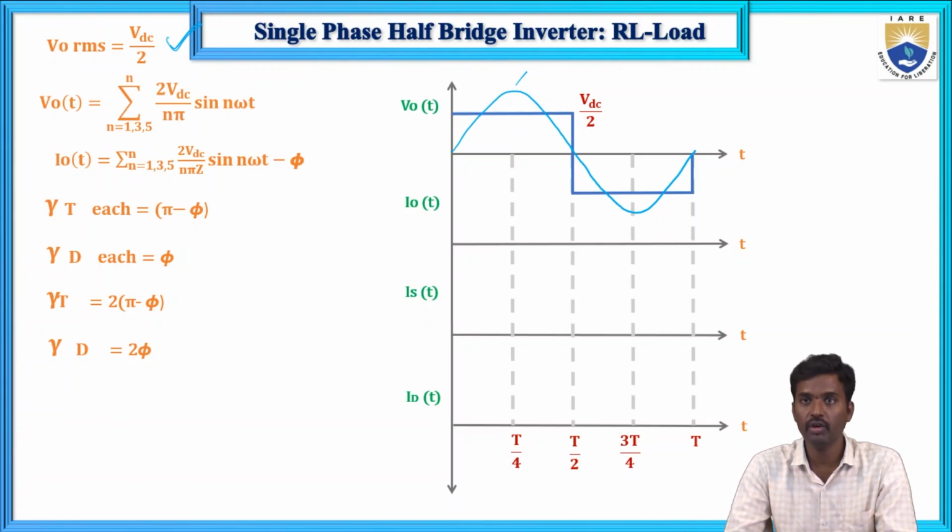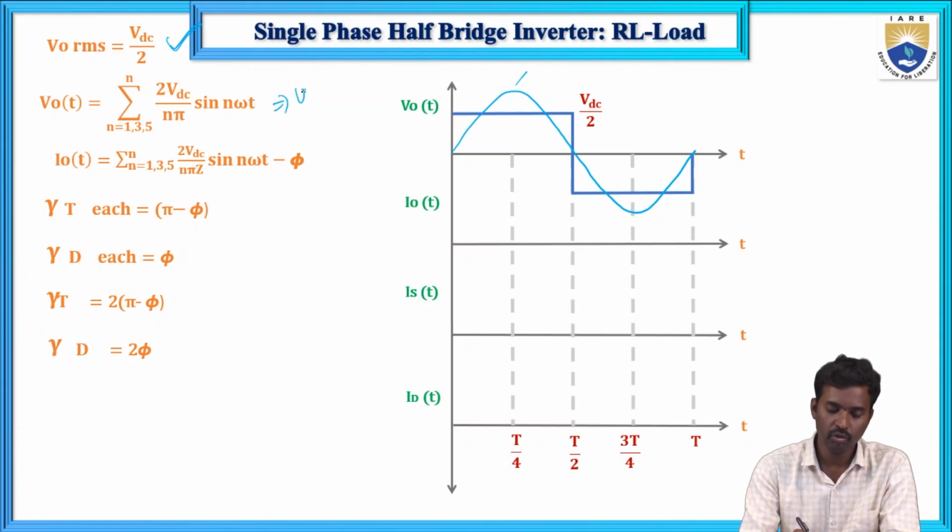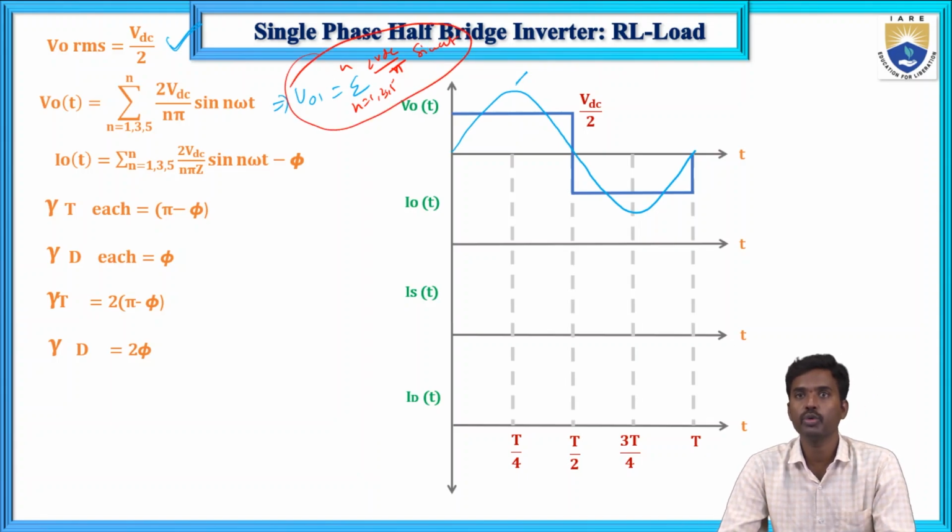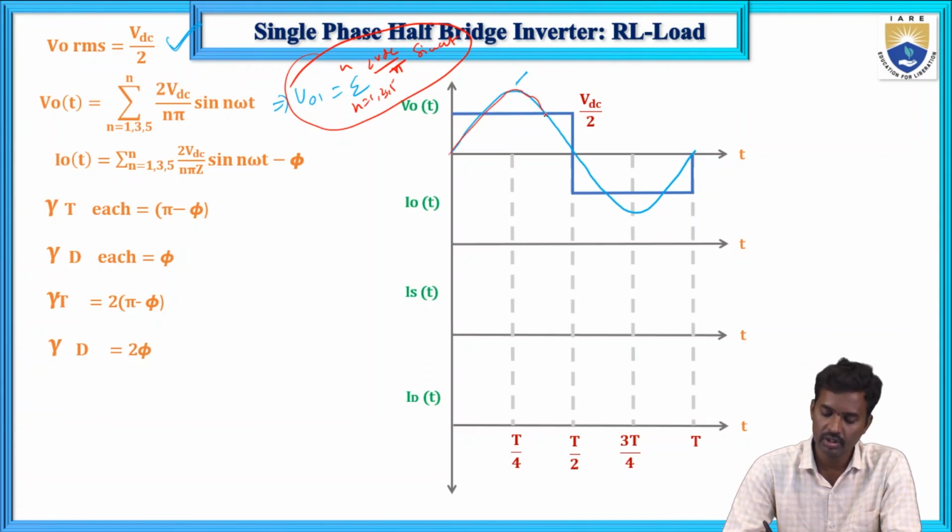But here, what about the fundamental V01, the fundamental output voltage? It equals the summation over n equals 1, 3, 5 of 2 VDC by n pi sine omega t. Here n equals 1 for the fundamental output voltage. So that is the equation, the Fourier series.